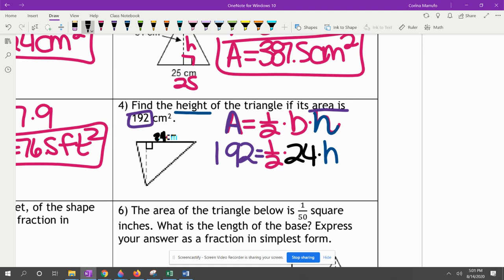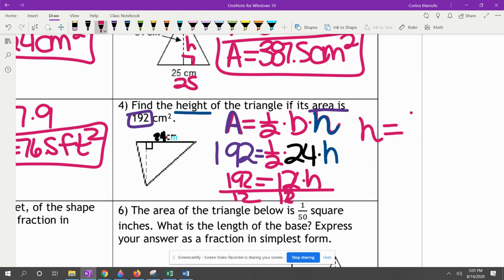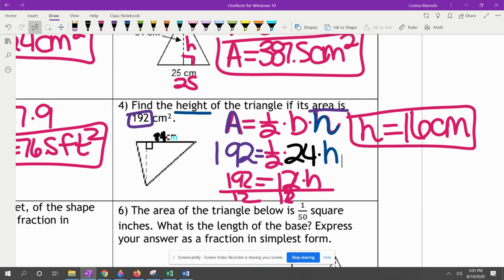Okay, so then from there, we're going to go ahead and get 1/2 of 24. So we know 1/2 of 24 is 12. So I'm going to write here 12 times the height equals 192. And then we divide both sides by 12 to solve for the height. This cancels, and we get h equals 192 divided by 12, which is 16. And then we look for our units. So our units here are centimeters, and this isn't squared because it's not the area. What we found was the height of our triangle.